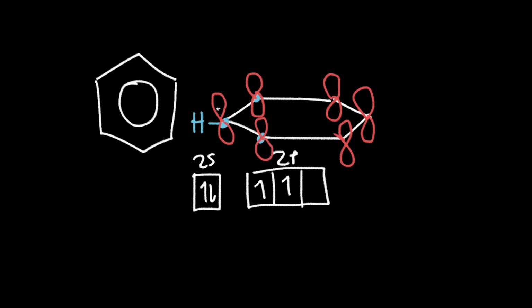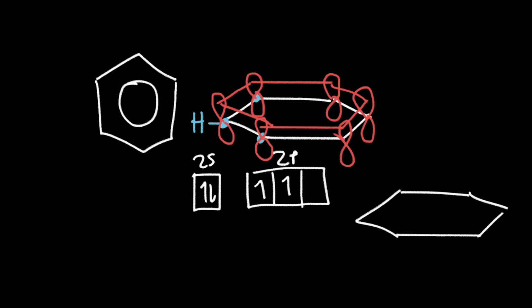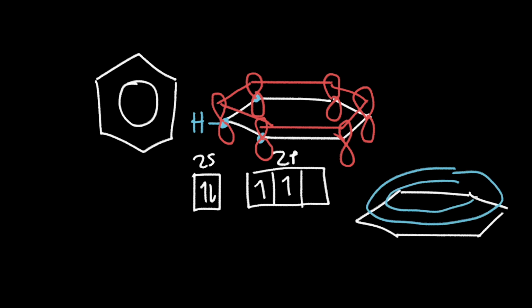And because these p orbitals are all in the same orientation, they can overlap sideways to form a delocalized pi system. So the result of this is that you have a ring of delocalized electrons above and below the plane of the ring. And that's what gives benzene its stability.